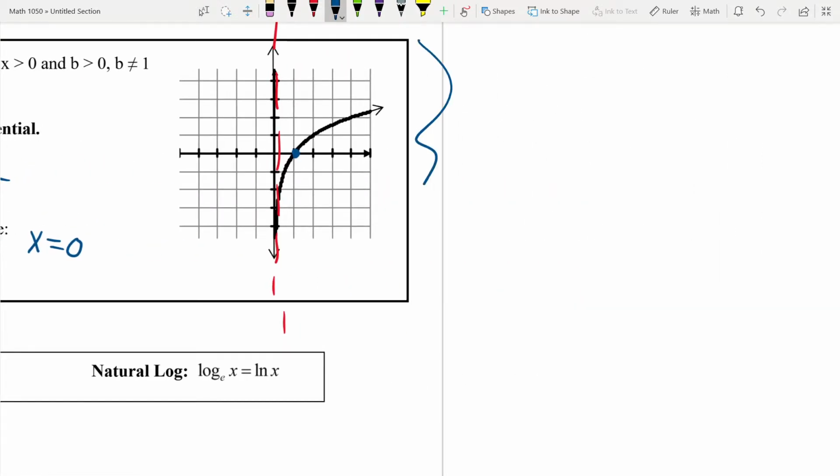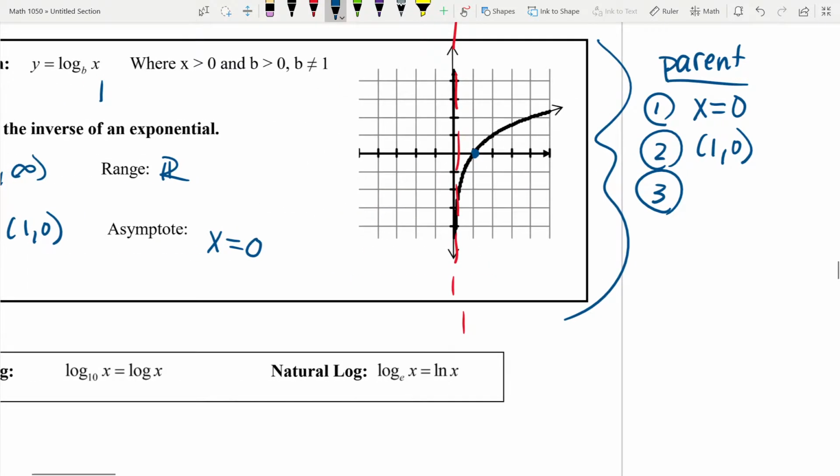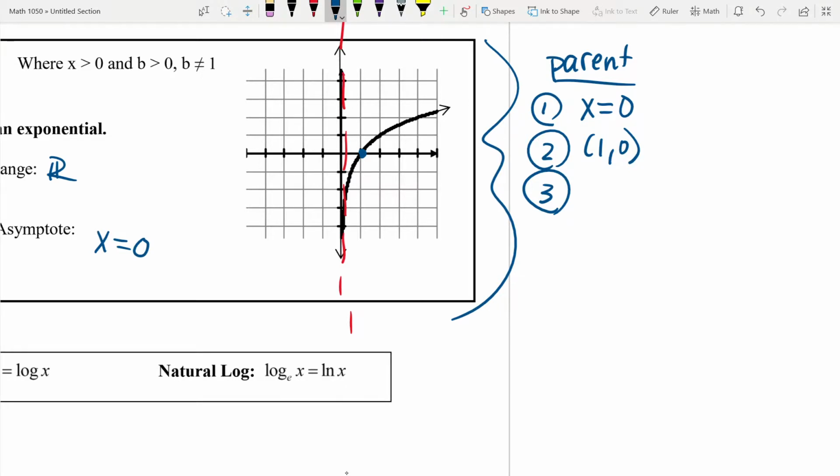Okay, over here off to the side, here's what I want you to remember. Number 1, X equals 0. That's your asymptote. Number 2, 1, 0. It's always going to be on a parent. Up above that, write down parent. Okay? The other one is this. Look at your equation, you guys. This is log base B of X. Log base B of X. So the third point is right B up 1. That's all you have to remember.